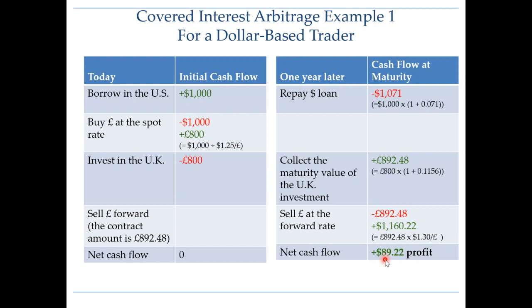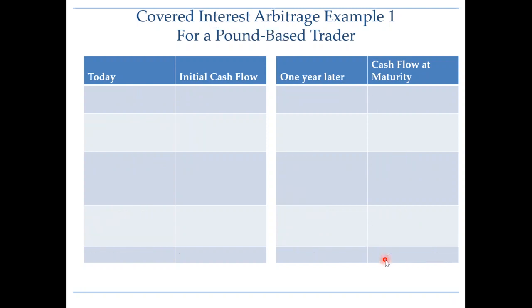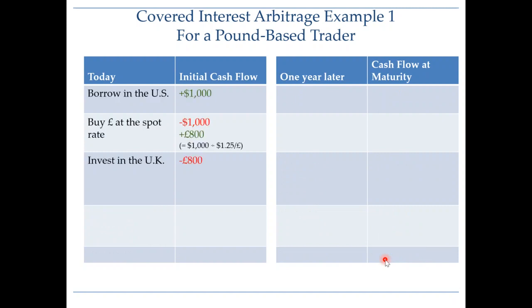Now, what happens if you happen to be a British investor and you still wanted to take advantage of this covered interest arbitrage opportunity? As we said before, the fact that you need to borrow in the US and invest in the UK will not change. That means for a pound-based trader, the steps are exactly the same to start with. You still borrow $1,000 in the US, immediately use those $1,000 to buy pounds from the spot market, and then invest those 800 pounds in the UK. These steps are exactly the same as for a dollar-based trader.